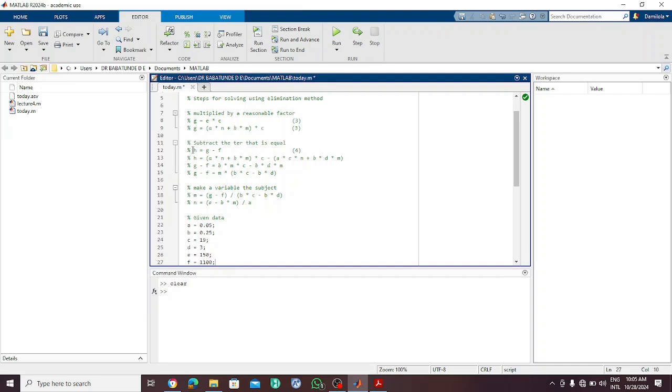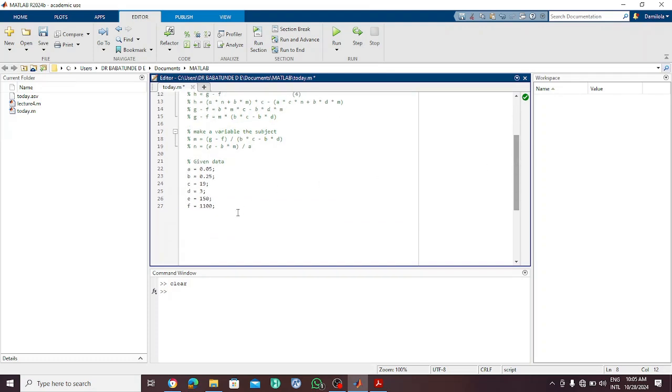The first one that I will uncomment is my G. So G is E times C, right? Semicolon, because we are working with script. Then our H is what? G minus F. Semicolon. Then we get the equation for our M.